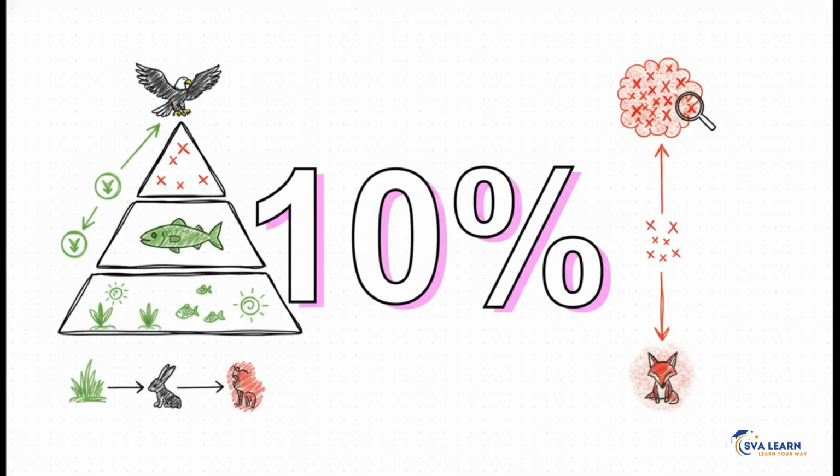So why does this happen? Well, remember the 10% law? Energy gets diminished progressively at each level. Only 10% transfers up. It's kind of like a leaking bucket, which is exactly why food chains rarely go beyond 3 or 4 steps. There just isn't enough energy left. But while energy rapidly decreases, those non-degradable toxic chemicals do the exact opposite. They maximize.